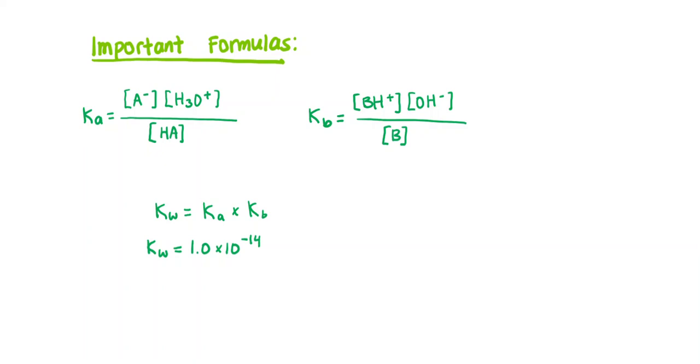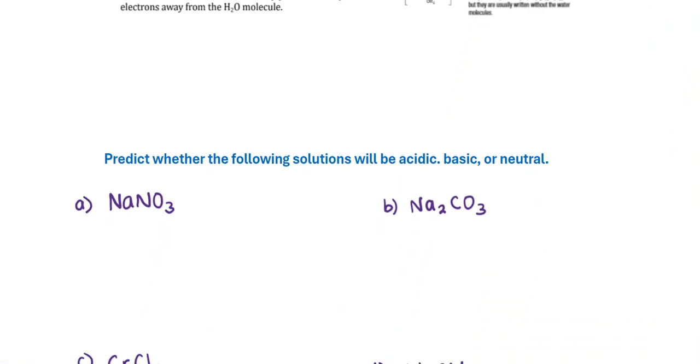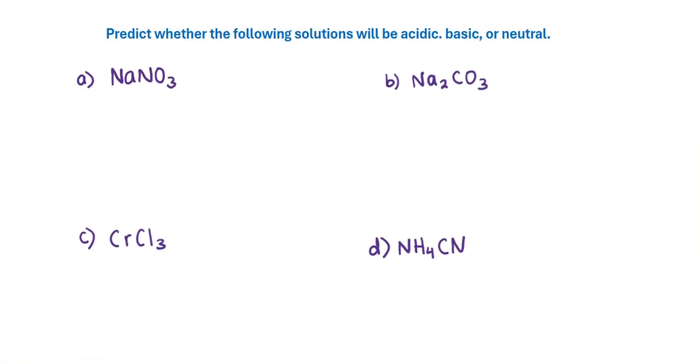So here I have the Ka and then the Kb here. And then I also have a little formula that talks about the relationship between Kw and Ka and Kb. And you need to use this if, for example, they give you Ka and you want to find Kb, or the other way around. So this formula is really helpful. So let's start with the first few problems.